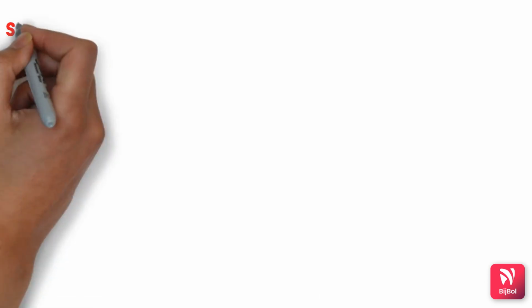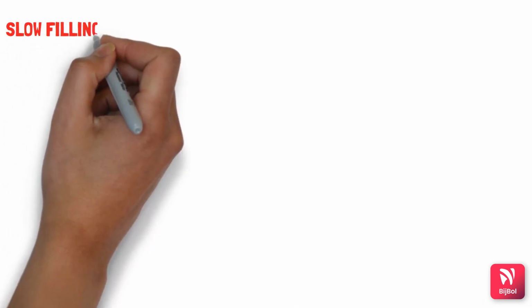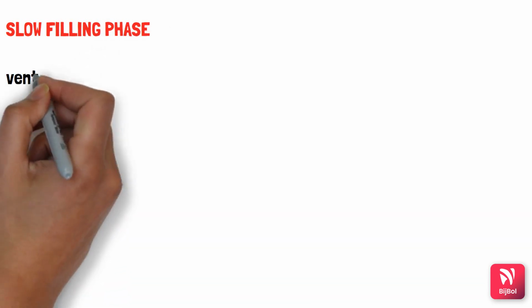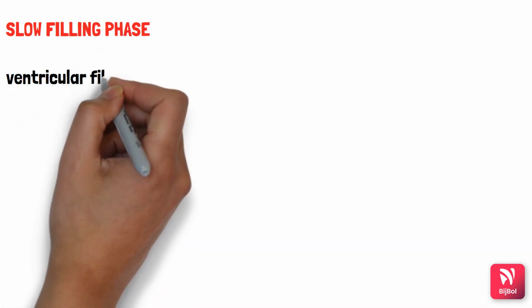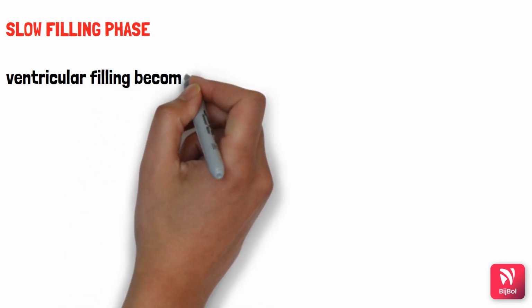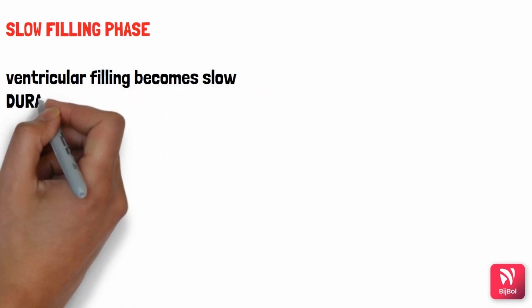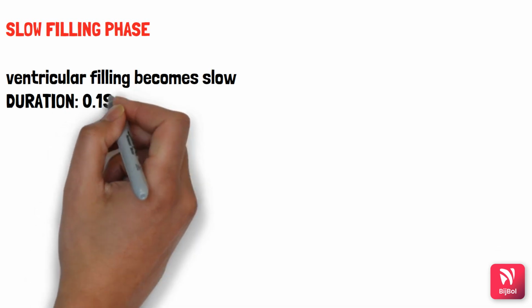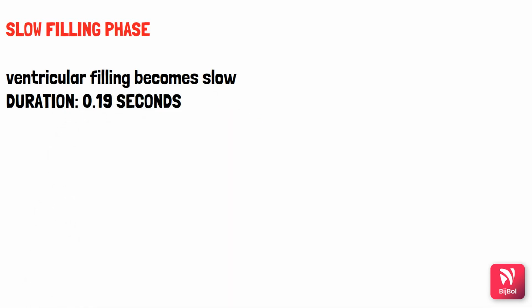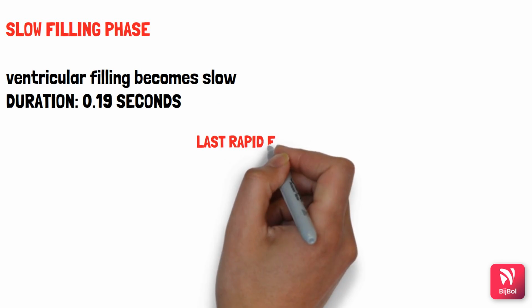Next phase is slow filling phase. After this sudden rush of blood, the ventricular filling becomes slow. It is called the slow filling phase, which is also called diastasis. About 20% of the filling occurs in this phase and the duration of this phase is 0.19 seconds.